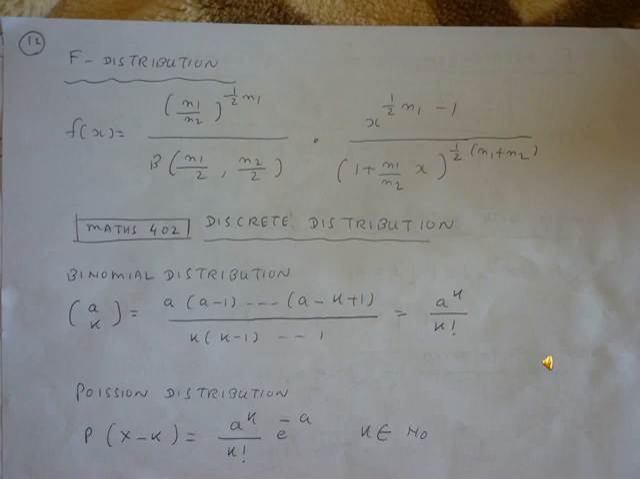The Poisson distribution can also be written as P(X = k) equal to a to the power k divided by k factorial, multiplied by e to the power minus a. In this case, a is a real number. So these are the discrete distributions.